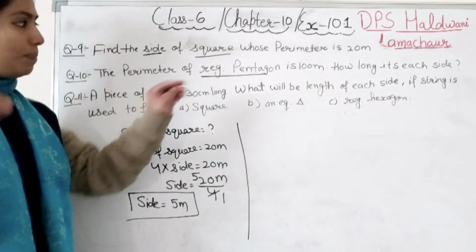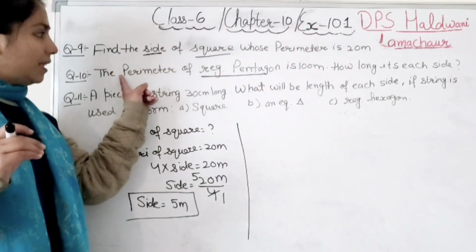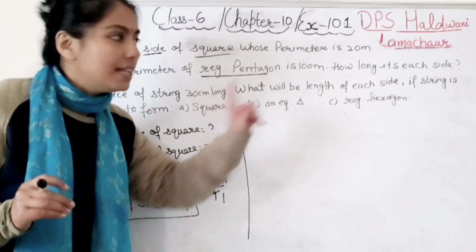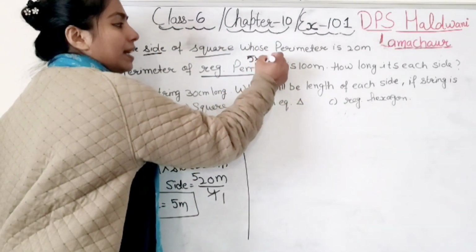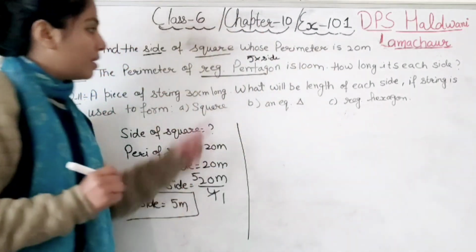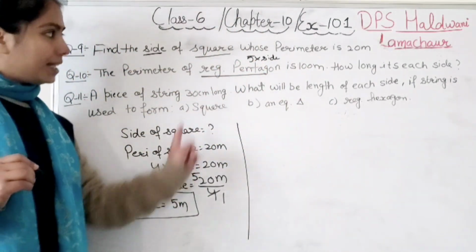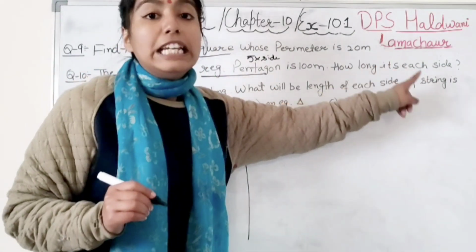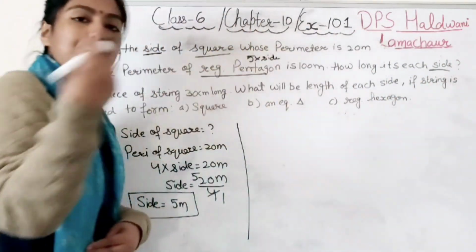Now the word problem changes. Here whose perimeter is given to you? Here, in the very first line only, it is given: the perimeter of a regular pentagon is 100 meter. Pentagon means 5 into side. Right, student? Why? Because it is regular, every side is the same, as in a square. How long is each side? It means you need to find out one side.